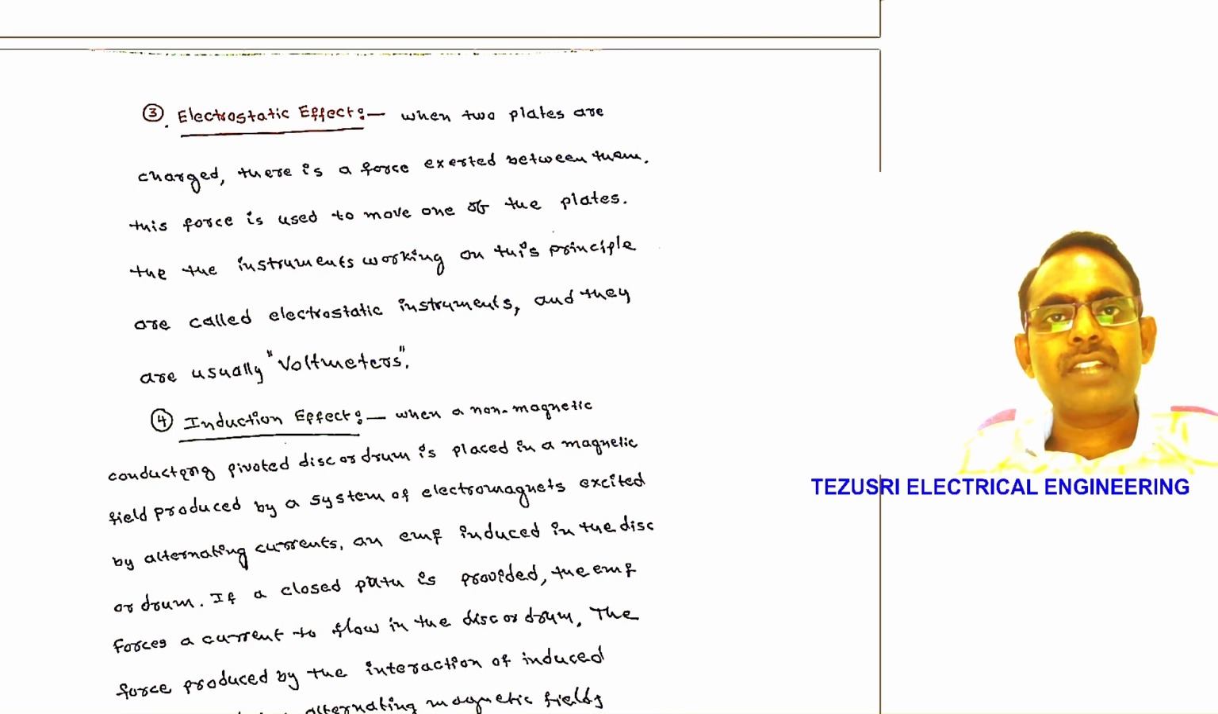Next, electrostatic effect. When two plates are charged, there is a force exerted between them. This force is used to move one of the plates. The instruments working on this principle are called electrostatic instruments. Usually this effect is used in voltmeters, the voltmeters which are used for measuring high voltages. We will discuss the electrostatic voltmeters later.